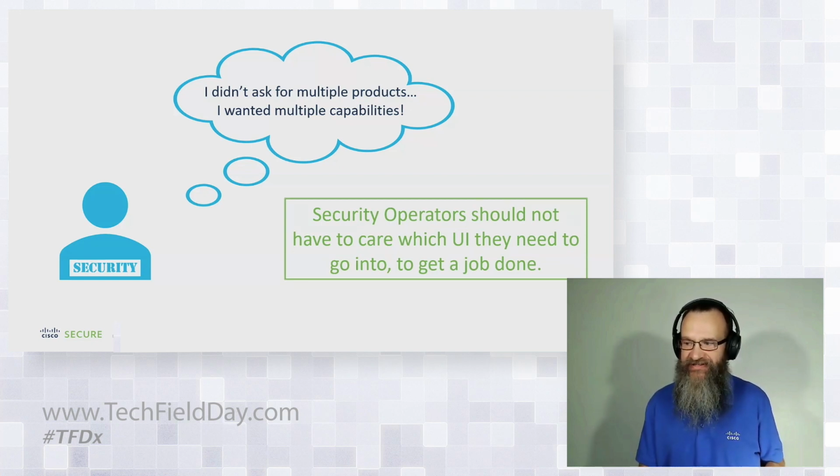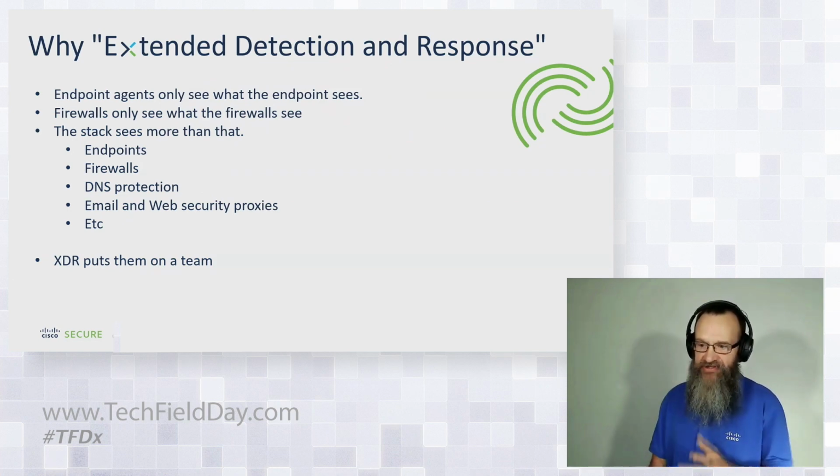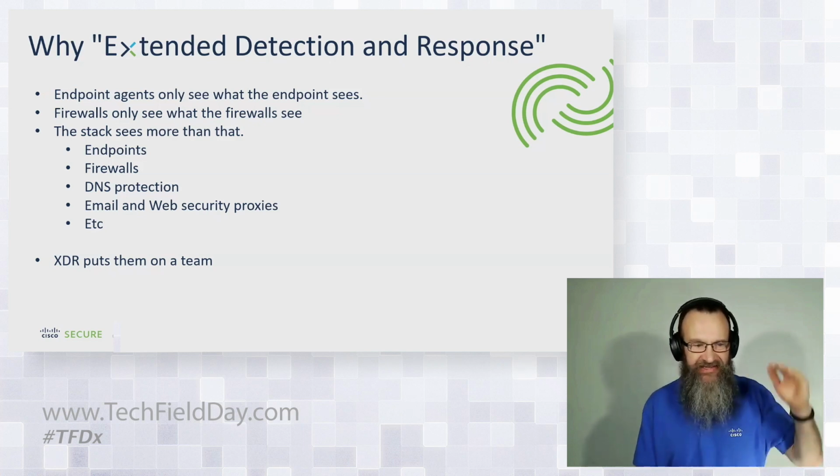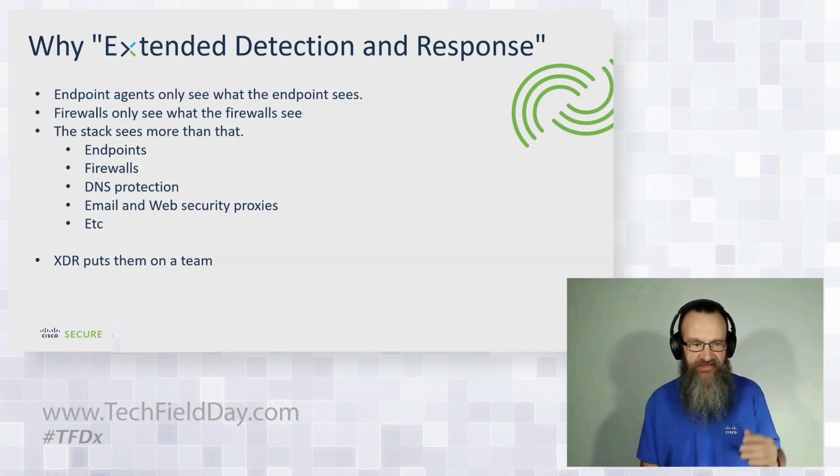So why do we need extended detection and response? Well, the endpoint agent only sees what the endpoint is going to see, right? Firewalls are only going to see what happens at the edge, what the firewalls see. The entirety of your stack, however, sees a lot more than that. We get intelligence generated from these control points and detection points on your endpoints, at the edge via your firewalls, via your DNS protection, email and web security proxies, and so on. What XDR does is put them all on the same team.